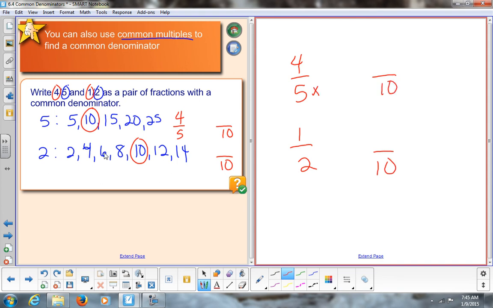So what did I multiply by here to get to 10? What did I multiply 5 by to get to 10? By 2. Good. And what I do to the bottom, I've got to do to the top. Good. So 4 times 2 is 8. Okay, so an equivalent fraction of 4/5 would be 8/10. Okay. And how would I get from 2 to 10? 2 times what is 10? 5. Good. And what I do to the bottom, I've got to do to the top. Okay, so an equivalent fraction to 1/2 in parts of 10 would be 5/10.